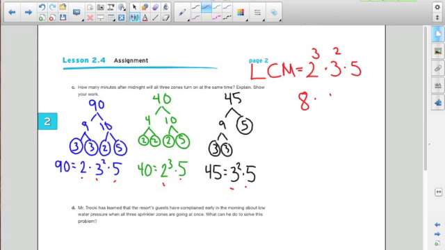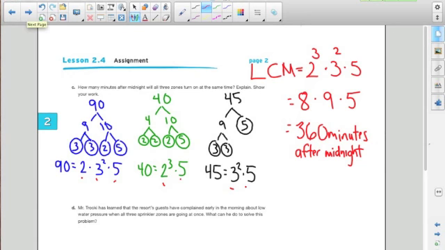Then all I do is I multiply those numbers together. 2 to the third power is 8. 3 to the second power is 9. And then 5 stays down. And that's going to equal 360 minutes. So all three are going to go off at 360 minutes. Essentially what I've done is in part A, I've kind of listed the multiples. And in part C here, I've done the prime factorization to find the least common multiple. Okay.